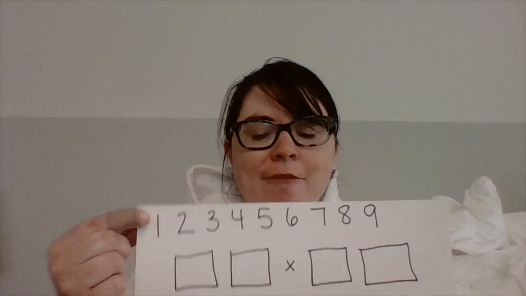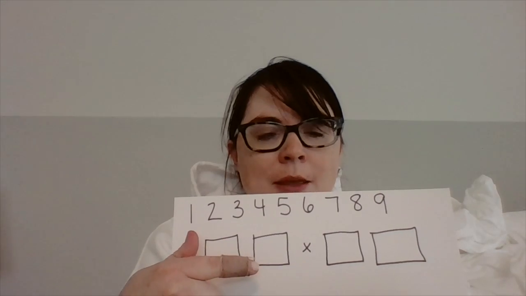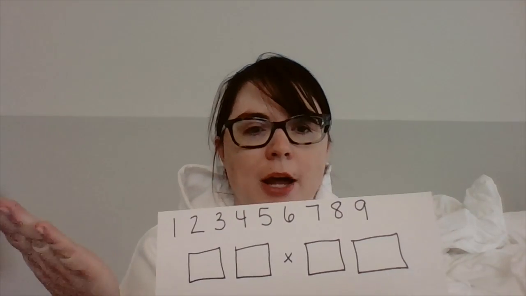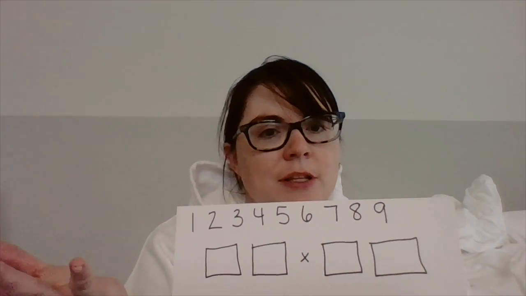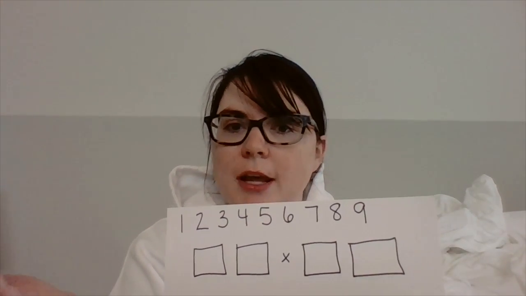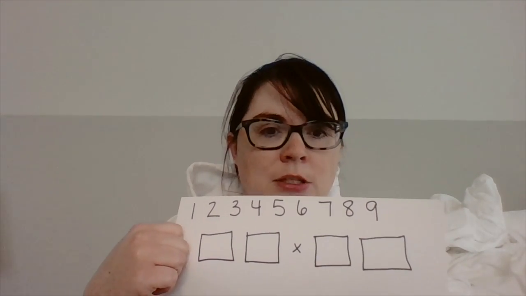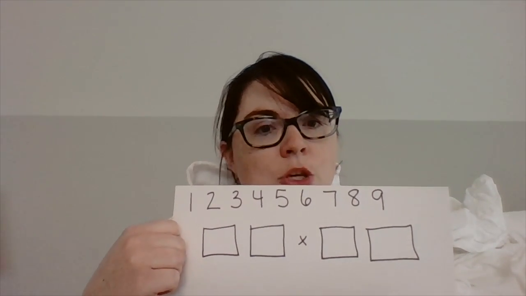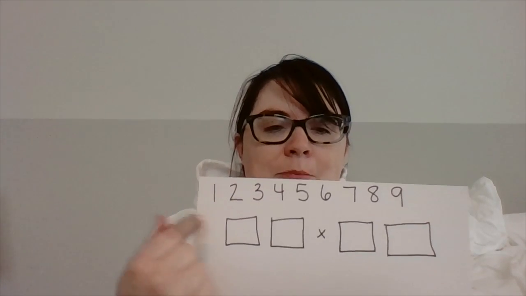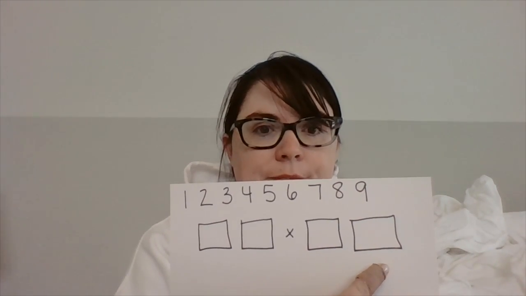At the top I have my digits 1 through 9, and I'm going to put them in the box to find a product. Now the question is asking you to find how you could find the largest product you could make using these numbers, and how you could find the smallest product. You're only going to use 4 digits at a time because you have 2 digit by 2 digit.